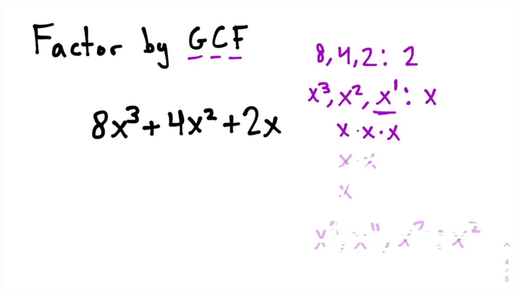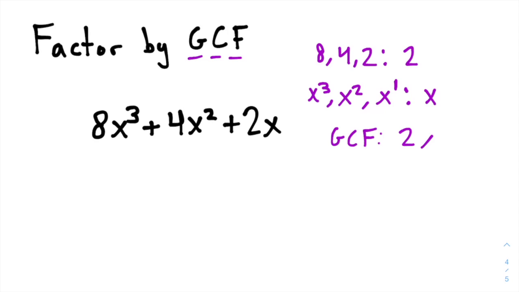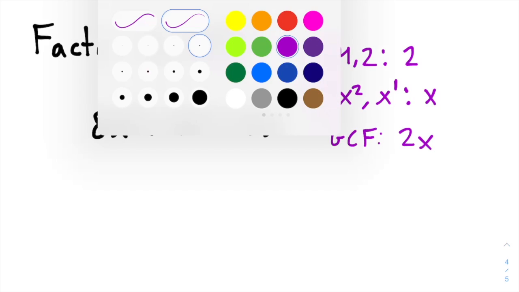Let's get this out of our way. So our greatest common factor for this polynomial we get by combining these two things. So the greatest common factor is 2x. Now we're going to divide every term by 2x.